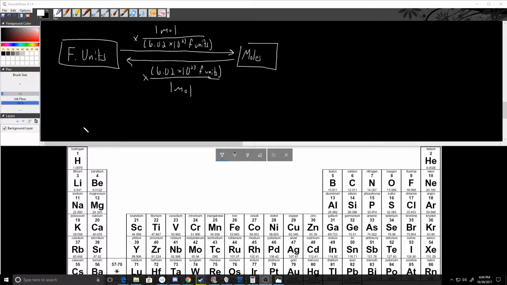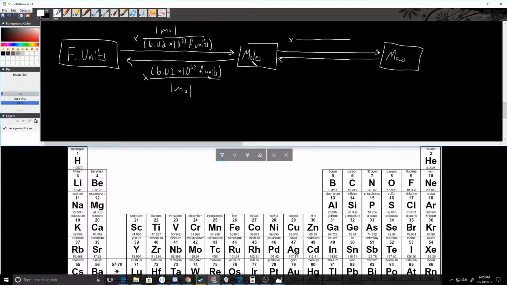All right, so we're going to add two more things here. We're going to add a box for mass over here, and we can go from moles to mass and from mass to moles. Let's say that we're given moles and we need to find mass. If I'm starting with moles, that means 1 mole will need to go there. What I'm going to put on the top is molar mass, and that's going to have a unit of grams.